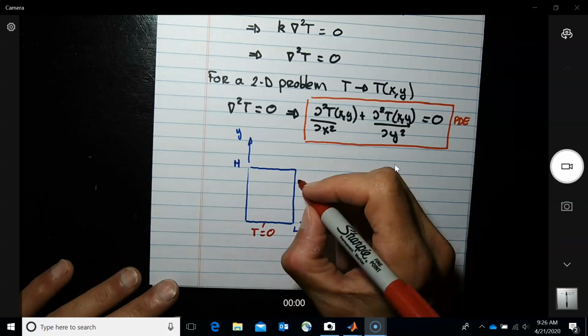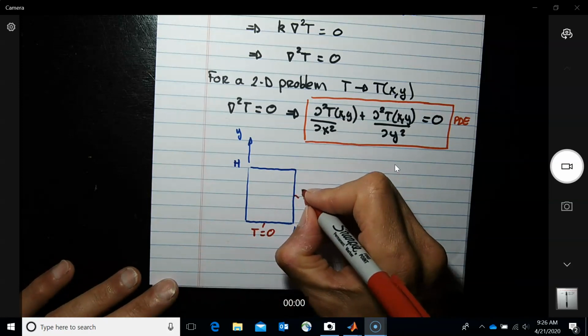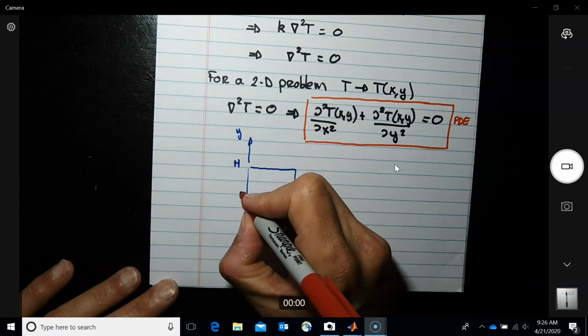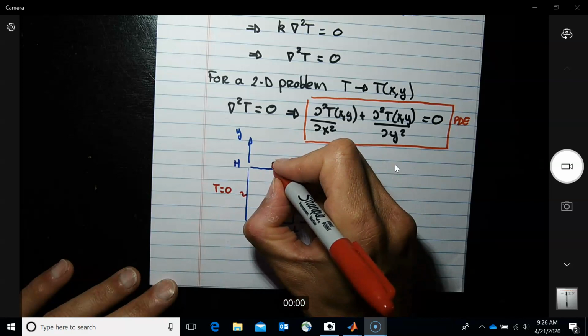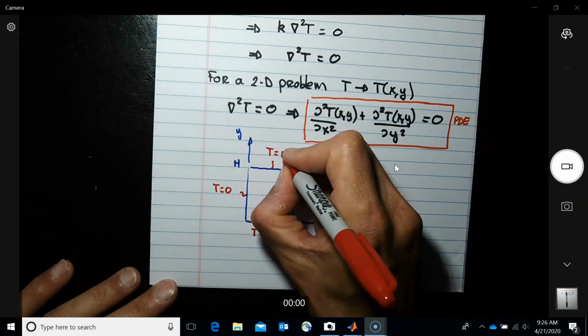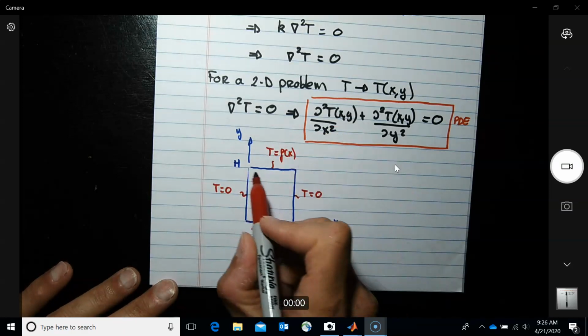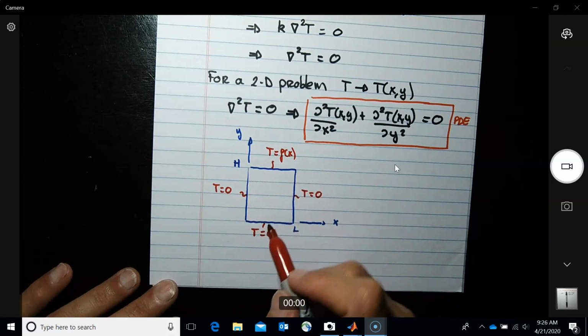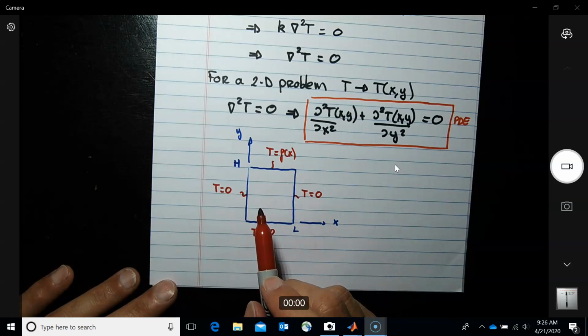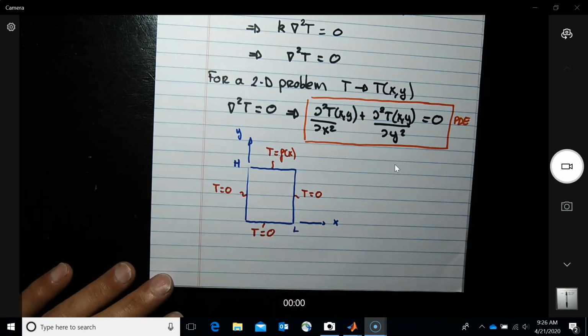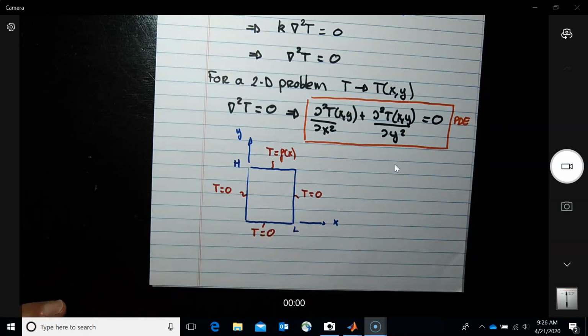Maybe we can put, let's say, that is 0 over here, so it's homogeneous. That is 0 over here, and then over here we're going to say that T basically will just be a function of x, because it's along only the x direction, not the y. So again, we only have one non-homogeneous boundary condition. So this boundary condition can be written as what?